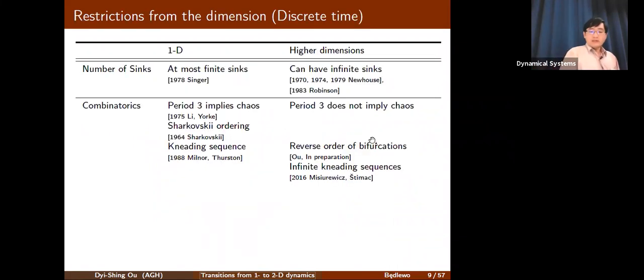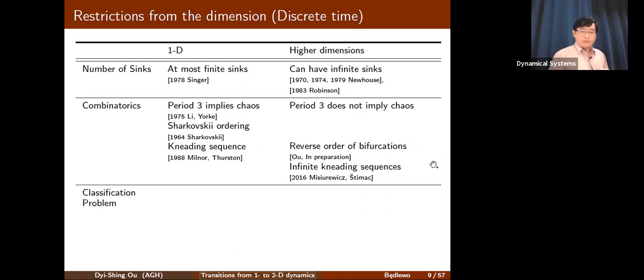In one dimension, one kneading sequence is enough. By the work of Misiurewicz and Štimac, you will need to use infinitely many kneading sequences to fully describe all possible itineraries of a system in higher dimension. Okay, so the last example is the classification problem.